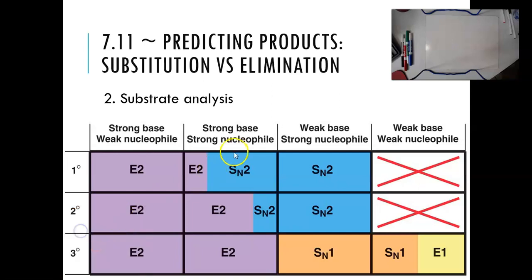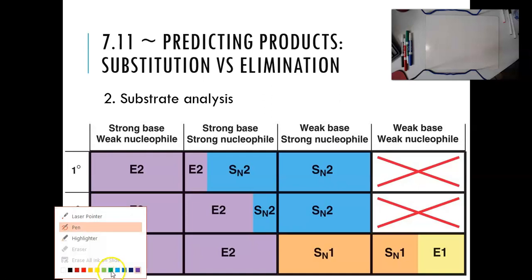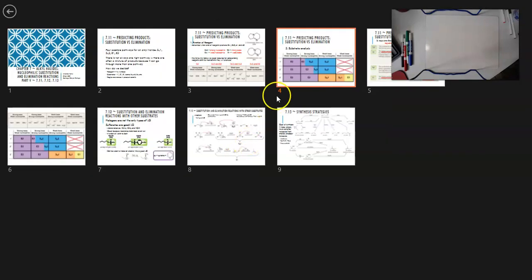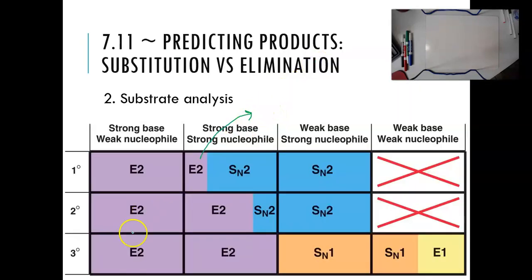Now we can shift this one. As we increase the bulkiness of the base, we can actually force the E2 to be the major pathway. So right, I'm going to add a little note, and I'm going to say, oh, that is not what I thought would happen when I did that.